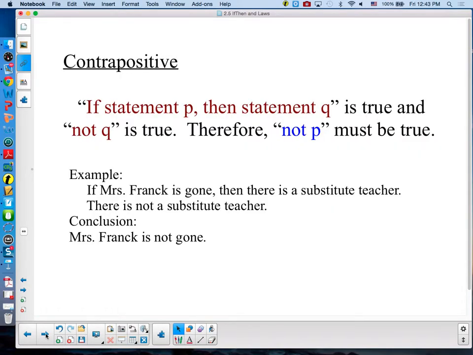And the last one is a contrapositive. This one has an if-then again, like if P then Q, and not Q is true.